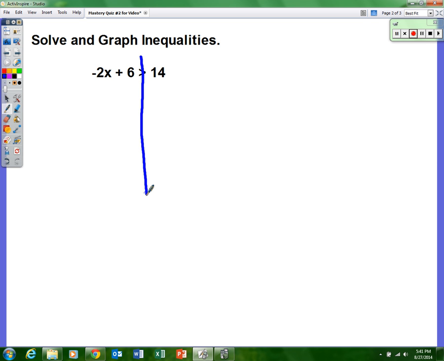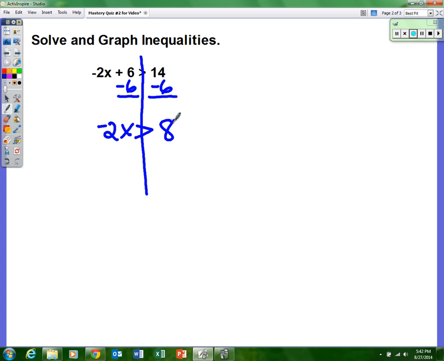So just like solving any equation, the first thing, remember, we want to get x by itself. So the first thing we need to do is get rid of the 6. Because we want to get x by itself. So we're going to, remember, do the opposite. What you do to one side, you do to the other. So take away 6. So I am left with negative 2x is greater than, 14 take away 6, that should be 8.